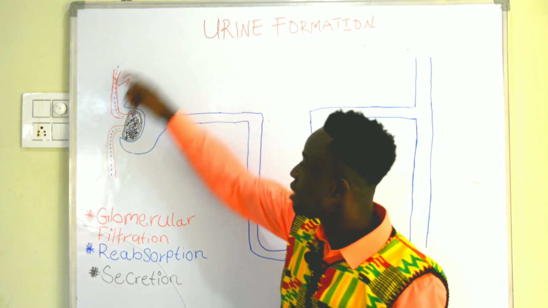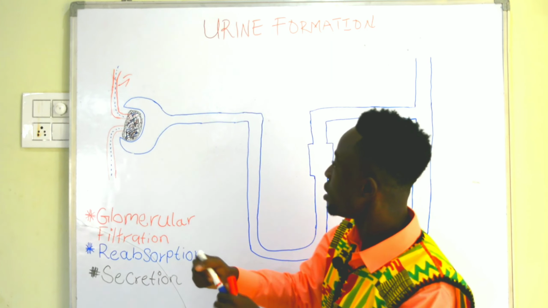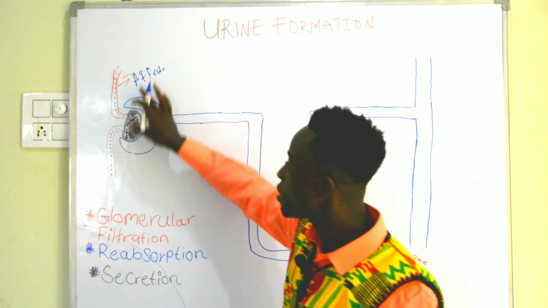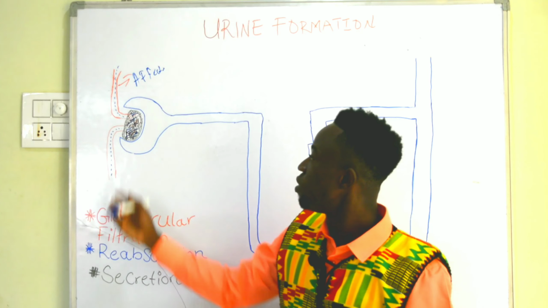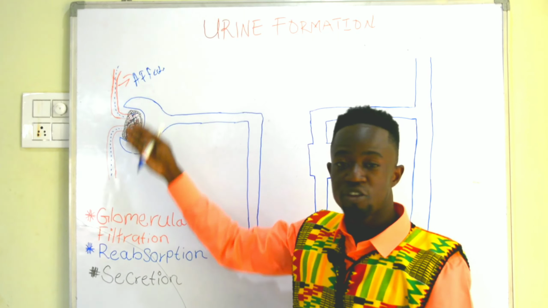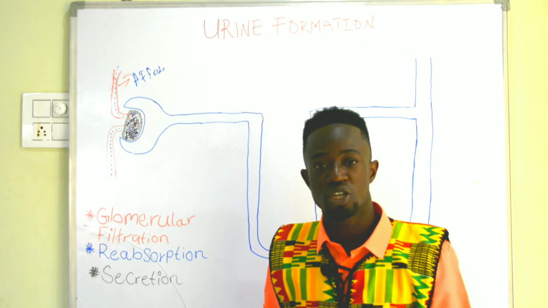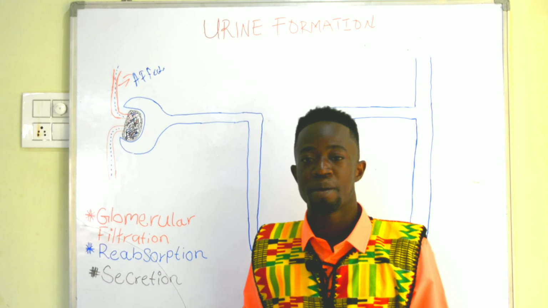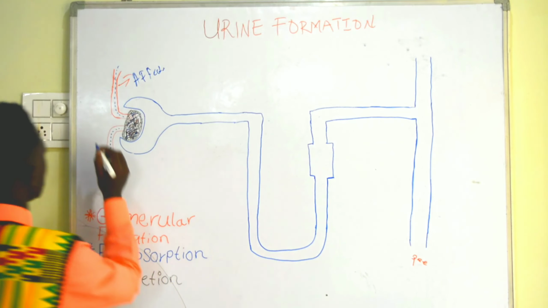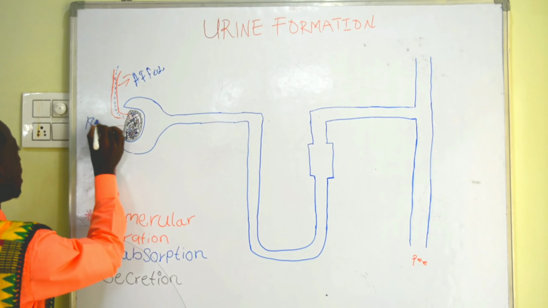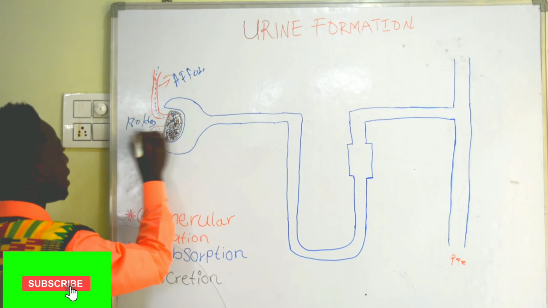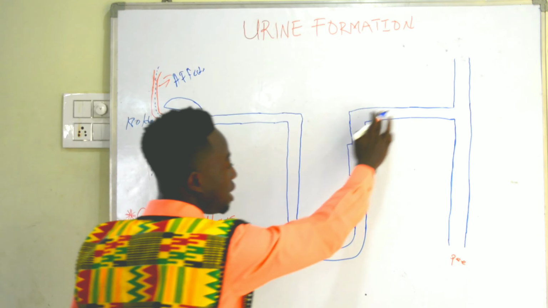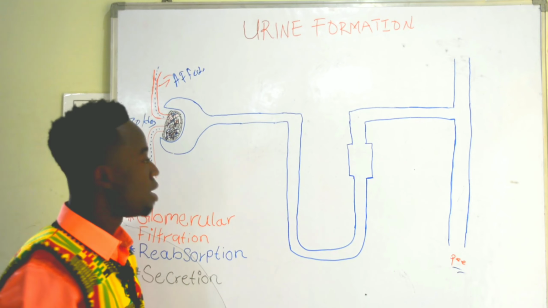Now, the blood is going to enter through the afferent arteriole into the glomerulus. Once the blood enters through this, the filtrate, we call it the glomerular filtration. So, we filter 120 milliliters per minute. That ends up in 180 liters a day. Now, that is going to go all the way through this tube and come out as pee.